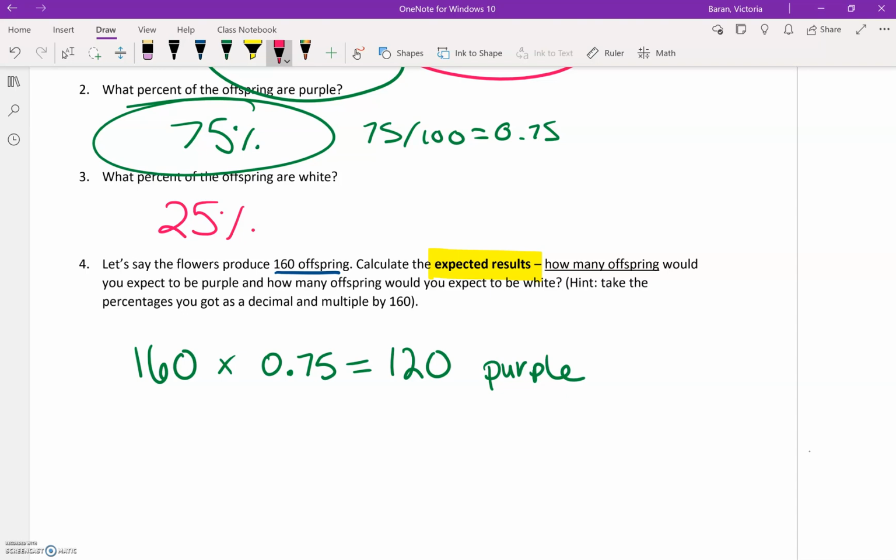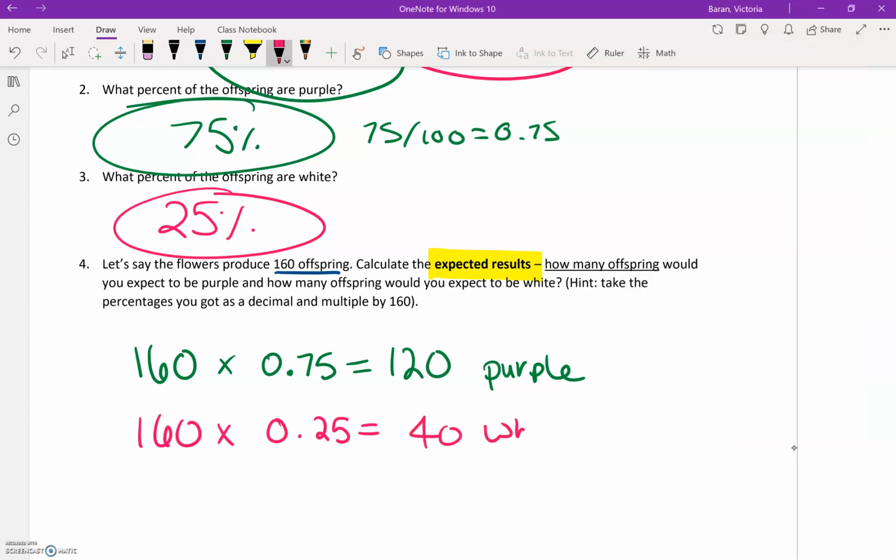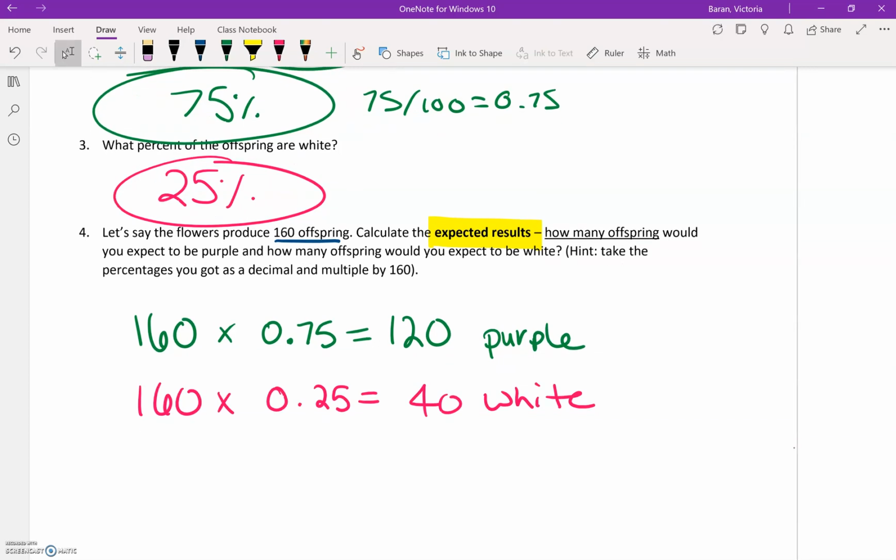Now there's actually 2 ways to do the next one for the white offspring. You can easily just do 160 times 25 as a percentage. So 160 times 0.25 would give us 40 white. This is how many of those 160 we would expect to be white according to our Punnett square. Or we could have easily just taken, well, we know there's 160 offspring. We know that 120 are purple, so the remaining have to be white, which also gives you 40. So there's actually two ways to figure that out.